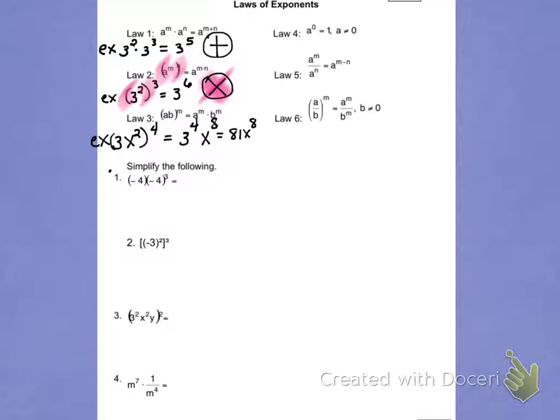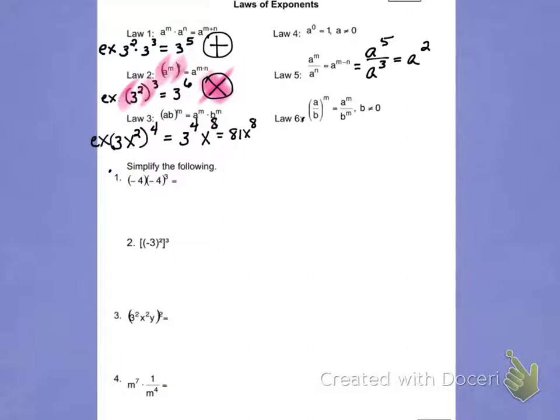Looking at law 4, we're going to skip law 4 and go to law 5 for right now. Law 5, when you have a division problem, it's a to the m minus n. Alright, when we have quotients, again, we're going to subtract. So, for example, if you have a to the 5th over a to the 3rd, the answer is a to the 5 minus 3, or a squared.